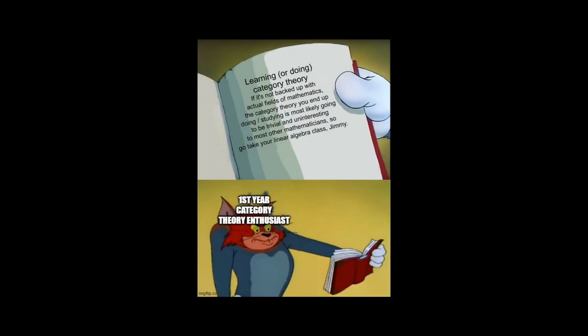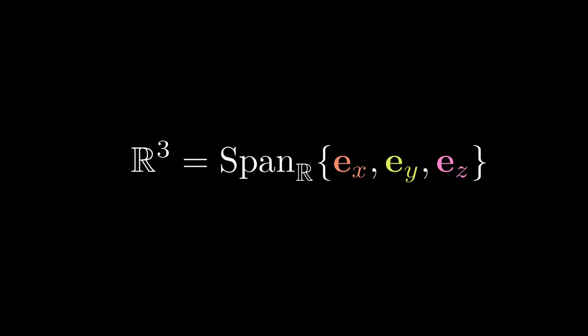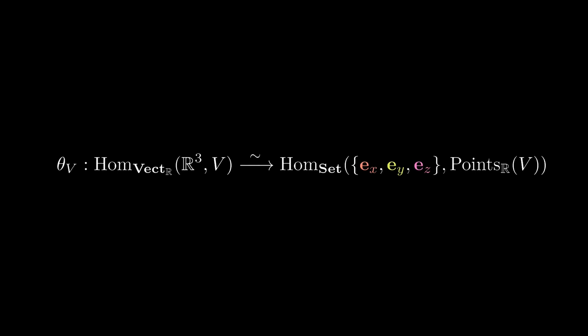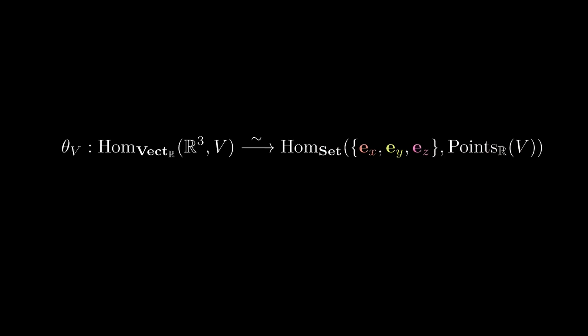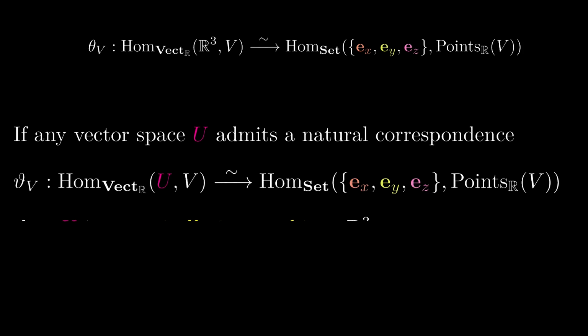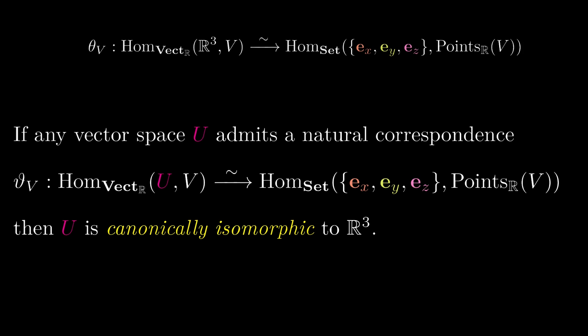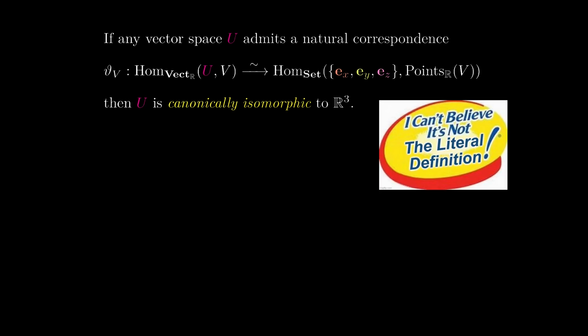If you think back to your linear algebra course, vector spaces are determined up to isomorphism by their dimension. Well, as long as they have a dimension. Three-dimensional space is the unique vector space with 3 basis vectors. This natural correspondence reflects this uniqueness, giving us what is essentially the defining characteristic of three-dimensional space as a vector space. If any vector space U admits a natural correspondence of the same shape, then U must be canonically isomorphic to three-dimensional space. The proof of this fact falls out of the Yoneda lemma, but the point is that three-dimensional space is completely determined by having this property.